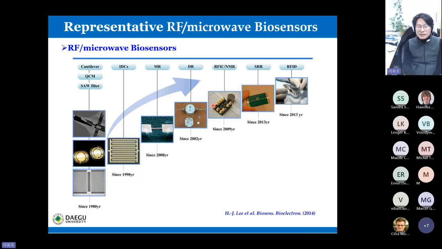This study is conducted by Harvard groups. And the spring ring resonator is a metamaterial elements-based sensor type suggested by our groups in microwave regions. And finally, radio frequency identification is the LC, inductor and capacitor matching circuits-based sensor type in the RF regions.